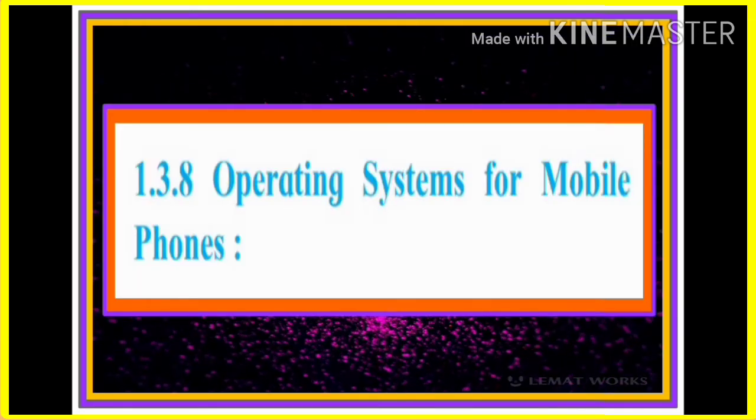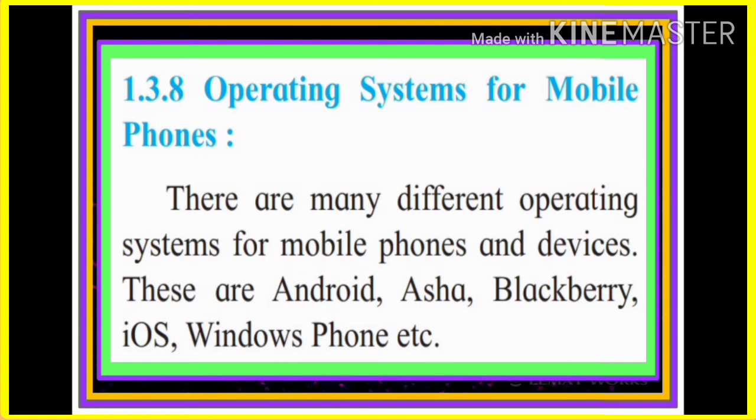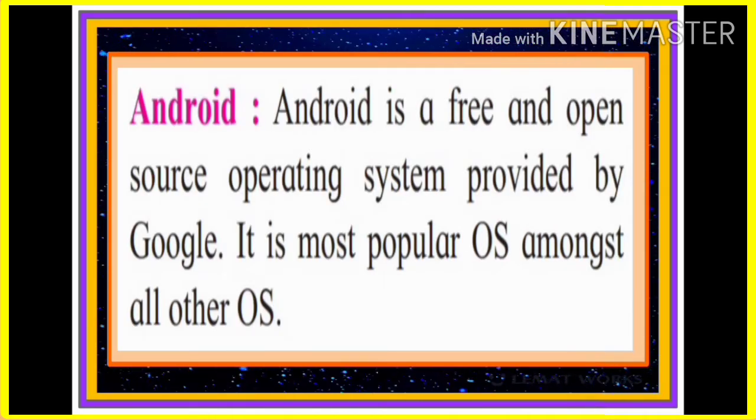Let's see the operating systems for mobile phones. There are many different operating systems for mobile phones and devices. These are Android, Asha, BlackBerry, iOS, Windows Phone, etc. Android is a free and open source operating system provided by Google. It is the most popular operating system among all other operating systems used for mobile phones. So Android operating system is created by Google. It is free and open source operating system.